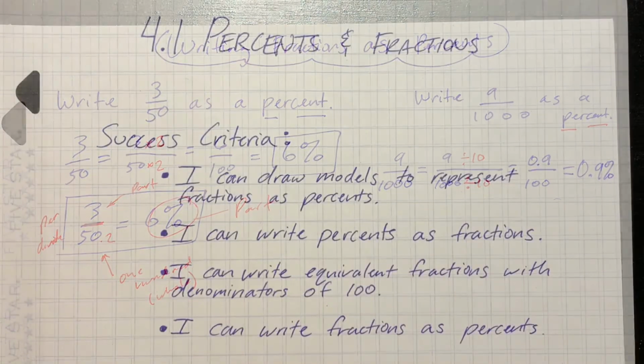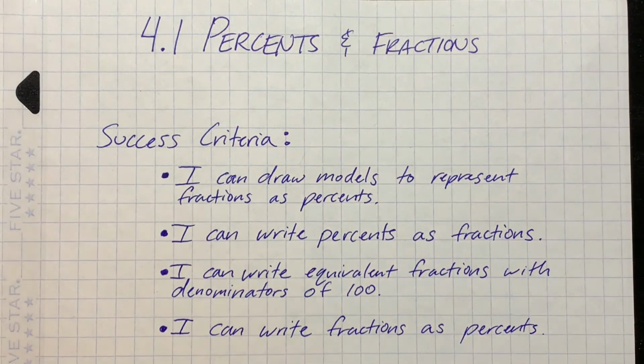All right, students, that concludes our lesson on 4.1, percents and fractions. Again, our success criteria: by now, you should be able to draw models to represent fractions as percents, write percents as fractions, and write equivalent fractions with denominators of 100. And lastly, you should be able to write fractions as percents.